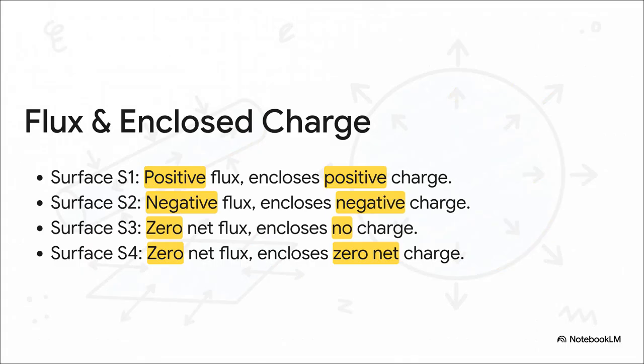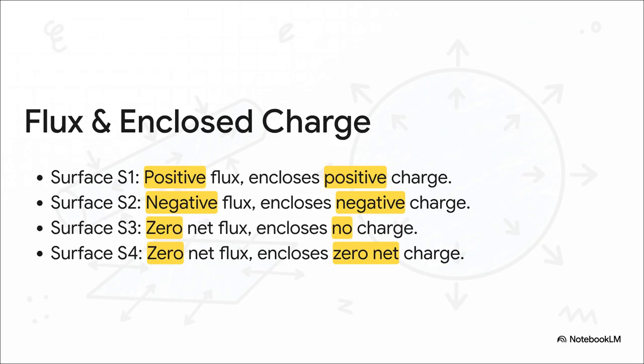Let's just trace this out on the diagram to make it crystal clear. Surface S1 wraps around a positive charge, and you see all the field lines pointing out, so positive flux. Surface S2 wraps around a negative charge, and the lines all point in, negative flux.